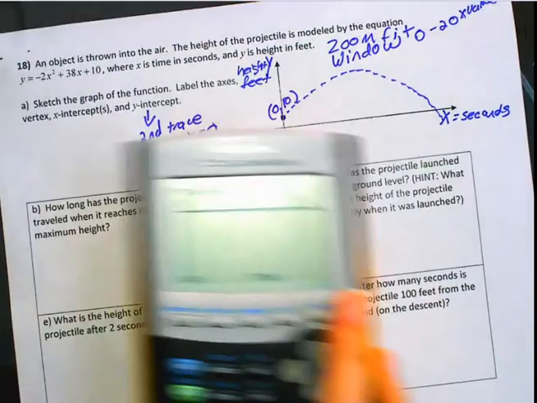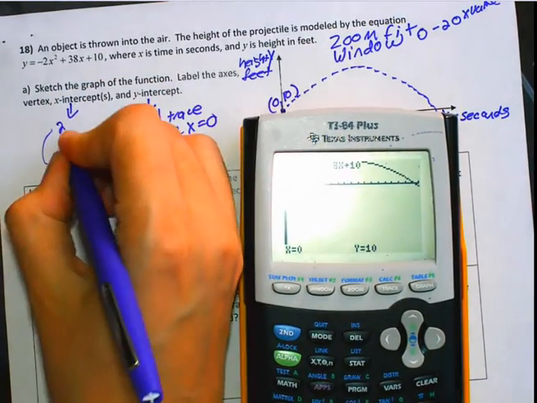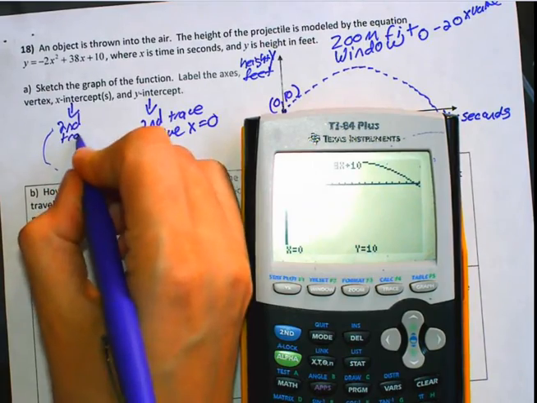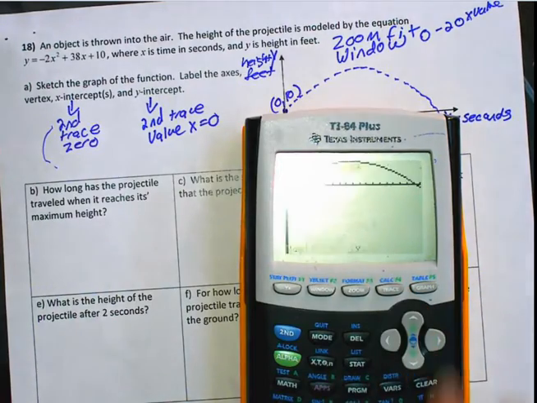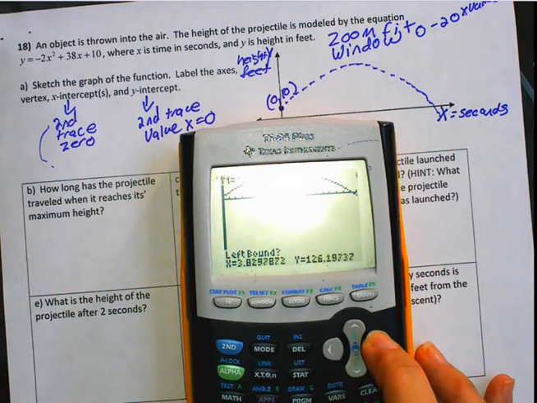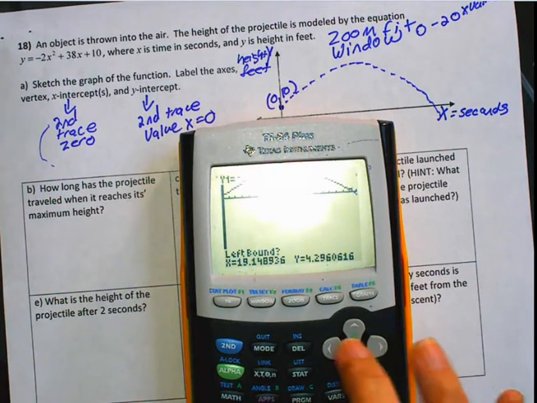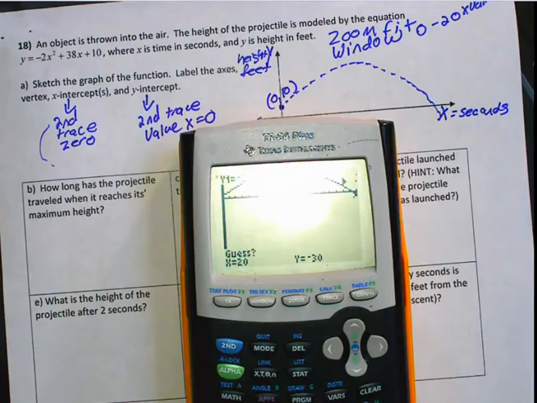Also wants to know the x-intercept. So for the x-intercept, it's second, trace, 0. And then you're going to go over to where you think the x-intercept is. Take a second to get over there. Okay, once you get over there, you're going to go left, 1, 2, 3, enter, and then back, and then right, 1, 2, 3, enter, and enter one more time.